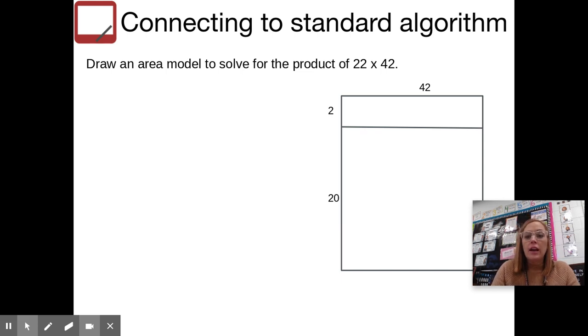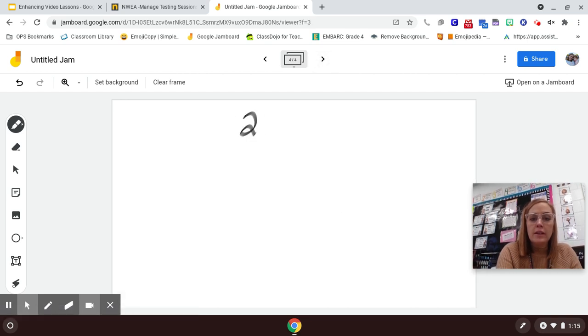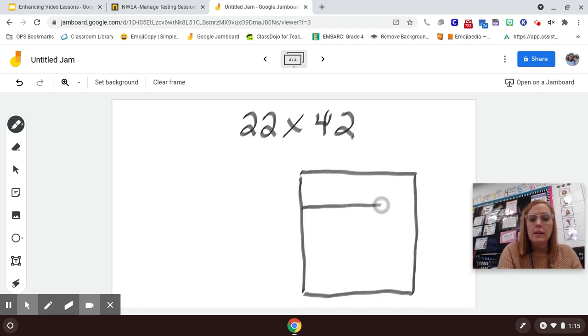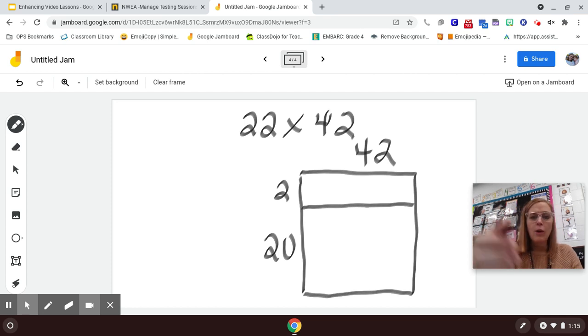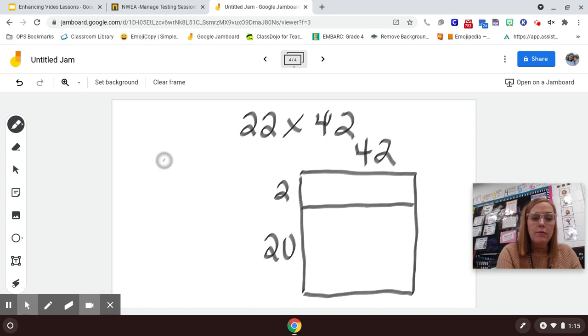So let's go over to my Jamboard. I'm going to do 22 times 42, and I'm going to set it up just like you just saw. I want you doing this with me. Okay? Now, we know that when we solve for a standard algorithm, we set our problems up to look like this. So they're on top of one another, okay? So I'm going to take my 42, put it on top, times 22.